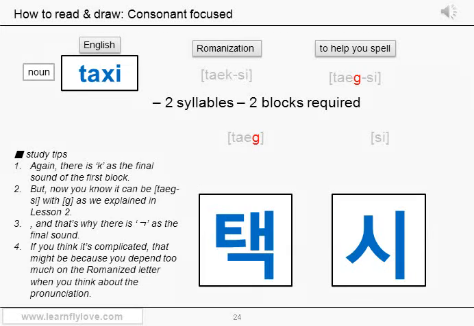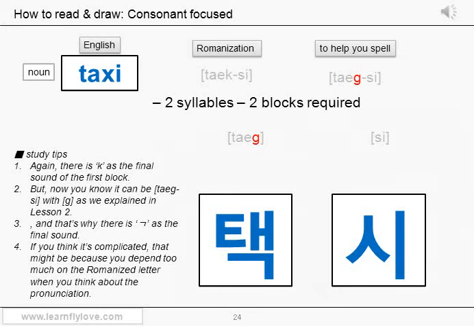Next word is taxi. Check out the romanization and let's hear the sound. Taxi. This is also a word that borrows its sound directly from English. There is an alternative romanization on the right. You can see that G is used as a final of the first syllable. So you can see that consonant G will come as a final. Then let's check out the Korean spelling.